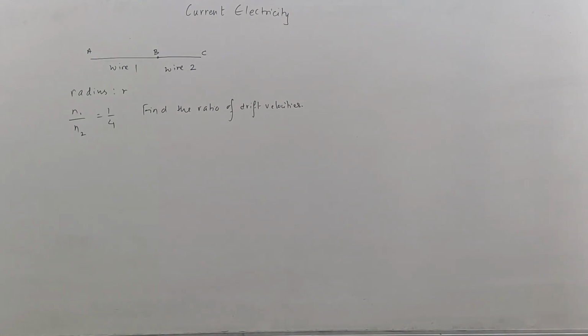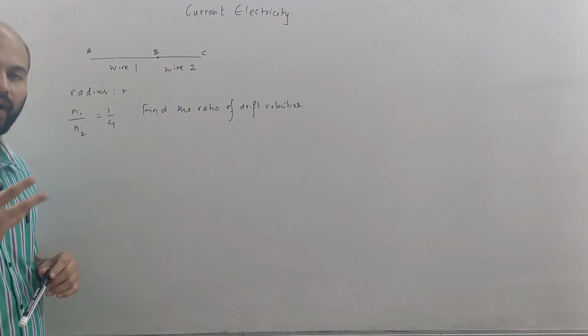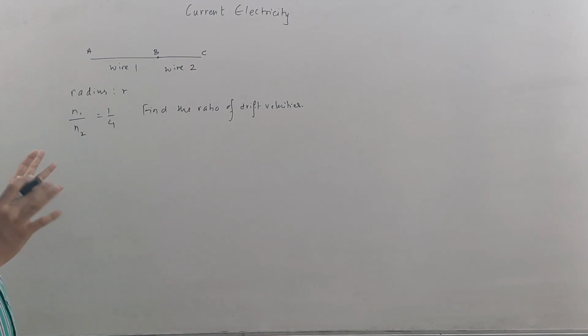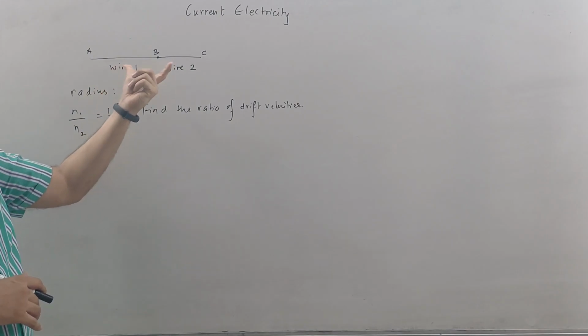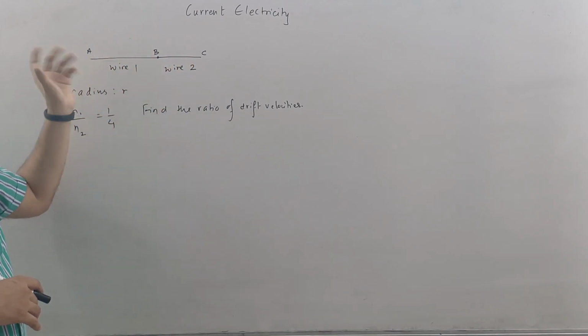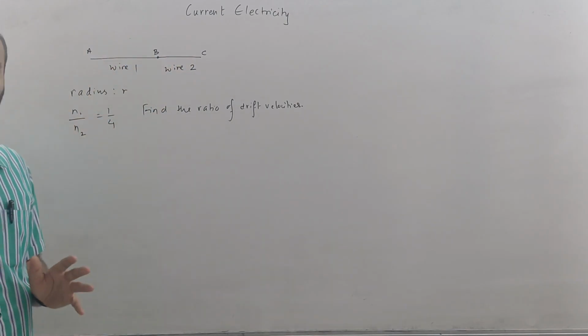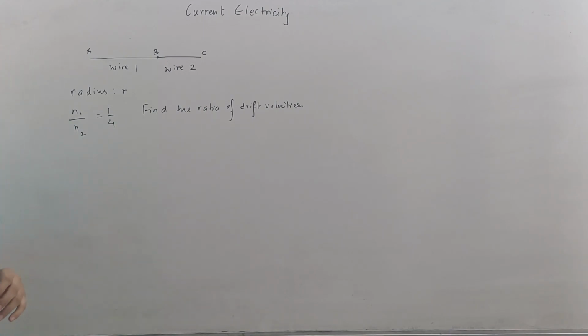Let's quickly see the next question. Let me describe the situation to you straight away. We have got two wires, wire 1 and wire 2, and they have been connected in series. So wire 1 is connected to wire 2. Let's consider that wire 2 is the BC part, wire 1 is the AB part. The radius of both of them is the same. And what's given to us is the ratio of N1 by N2.